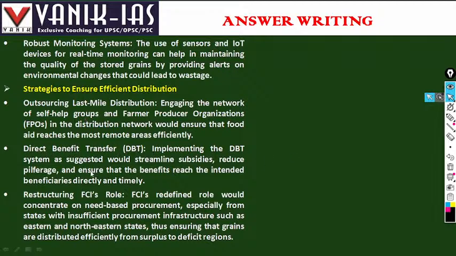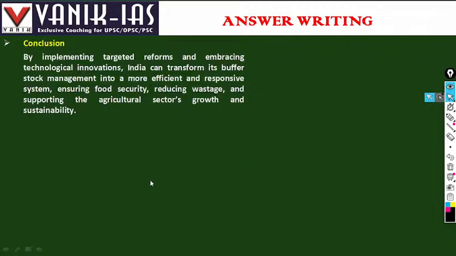Implementing the DBT system as suggested would streamline the subsidy, reduce pilferages, and ensure that the benefit reaches the intended beneficiary directly and on time. Restructuring the FCI's role: FCI's redefined role would concentrate on need-based procurement, especially from states with insufficient procurement infrastructure, such as eastern and northeastern states, thus ensuring that grains are distributed efficiently from surplus to deficit regions.